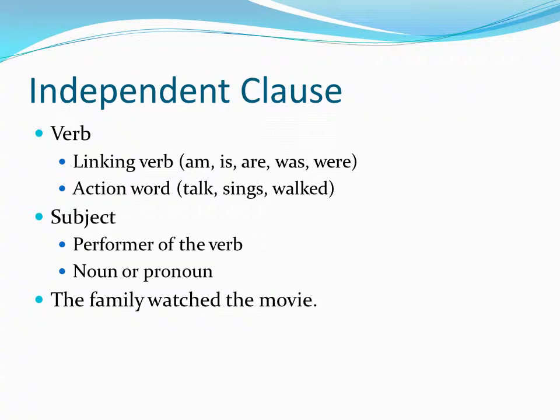For instance, the family watched the movie is a complete sentence. It's an independent clause. It has a verb, the action word watched, and it has a subject, family. The family is what or who performed the watching.